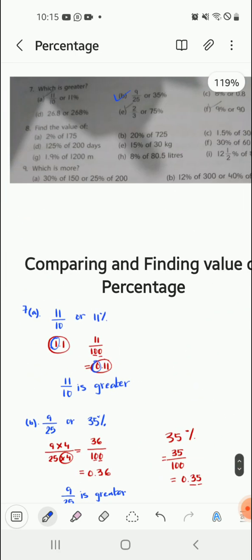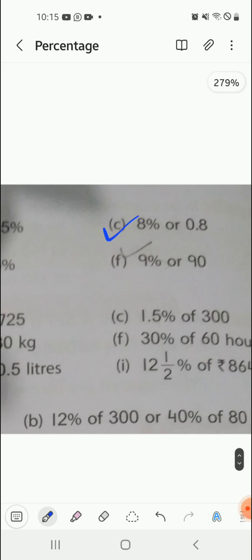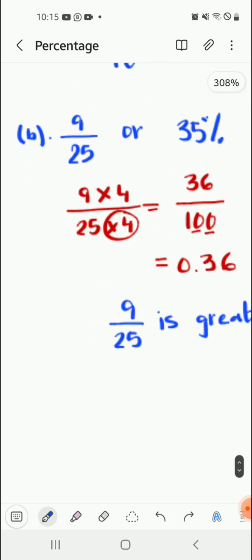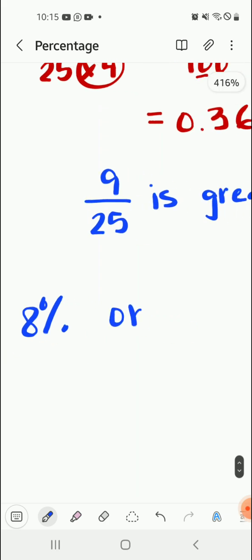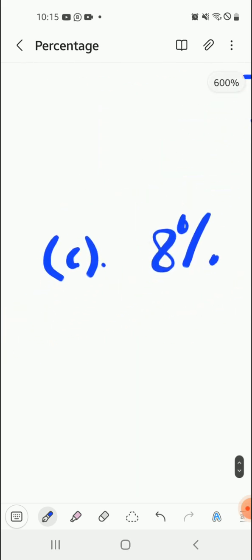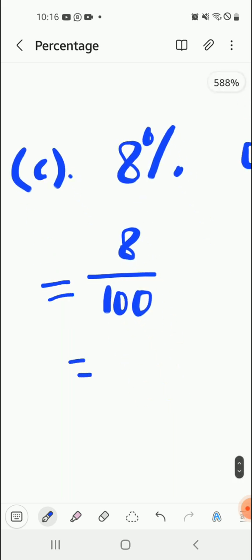Similarly, we'll move to part C. 8% or 0.8. Very easy. Now 8% is written as 8 by 100. That means two decimal places. So there will be two decimal places after the decimal point, and there is only 8 over here. So we are going to write 8 at the last place, and we are going to insert a 0 because we can't keep it vacant. So we are going to write 0.08.